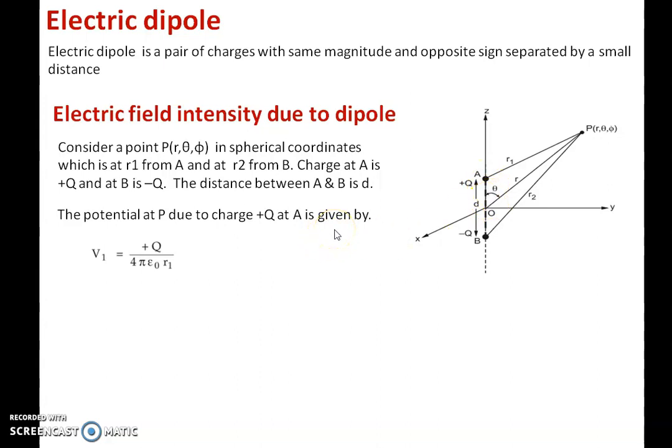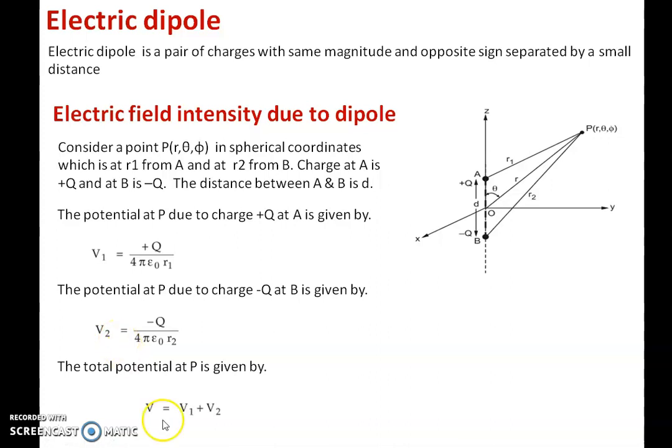Similarly, what is the potential at P due to B? The distance between B and P is R2, and the charge at B is minus Q. So V2 can be written as minus Q divided by 4 pi epsilon naught into R2. It is the potential at P due to B. Now what is the total potential at P? It is the sum of the potential due to A and the potential due to B, so V is equal to V1 plus V2.